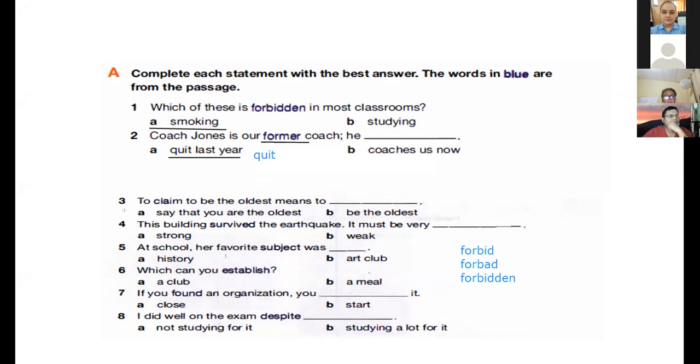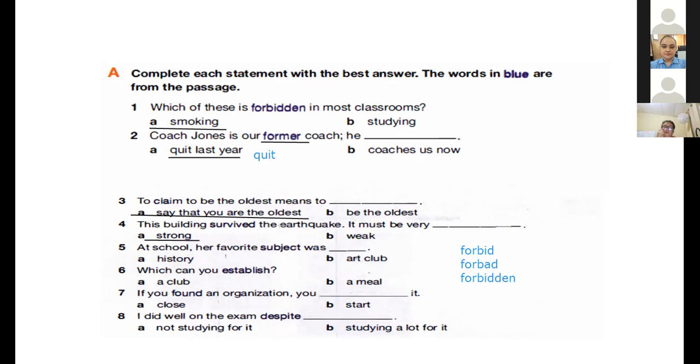Okay, what about number four? Is there a volunteer, guys, for number four? Me, teacher. Okay, Gabriela, thank you. Gabriela, let's go with number four. This building survived the earthquake. It must be very strong. Yes, right. Tenemos que the building survived, sobrevivió, right, al terremoto, earthquake. It must be very strong. Okay, thank you.